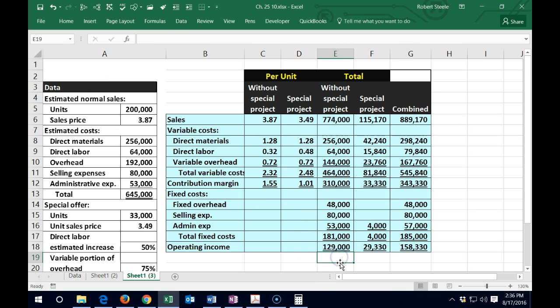So it does look like the special project is benefiting us. We got the 129 normal operations. It would add to us the 29,330, giving us the 158,330 here. Again, we need to consider the fact that we're assuming we're not at capacity. We can make these adjustments, and it will not affect our normal operations, our normal relations with our existing clients.